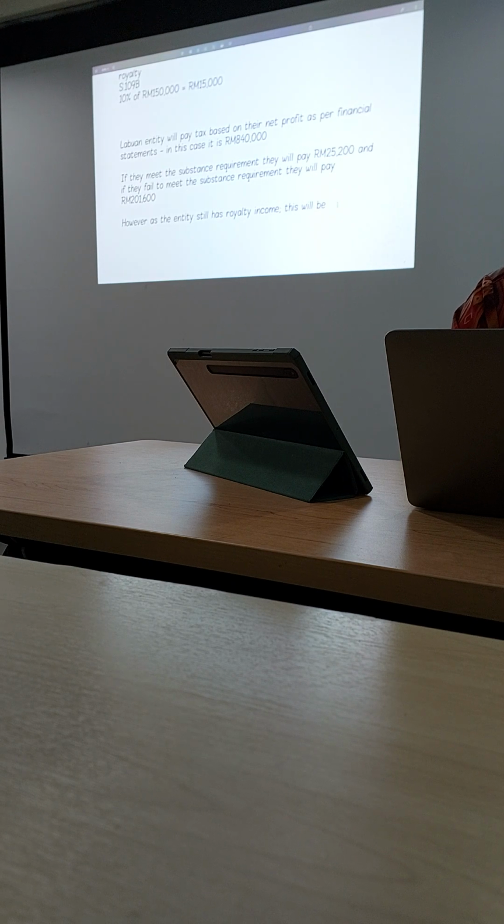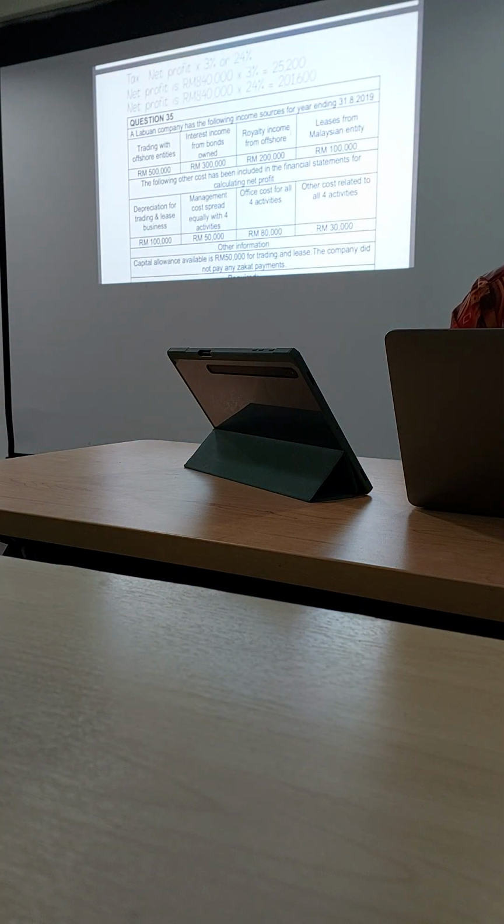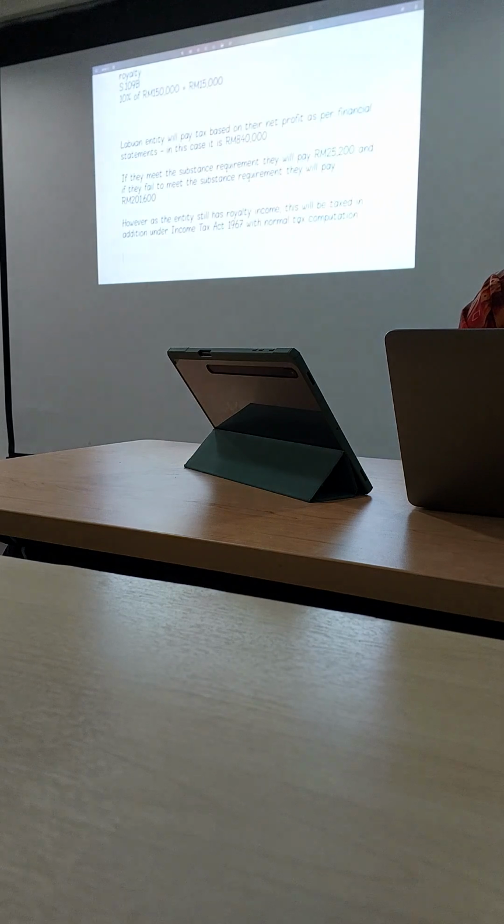Our entity still has royalty income. This will be taxed in addition under... So on top of that, you have to calculate how much is it? 200,000. Okay, then minus maybe 12,500, minus 2,000. So this is equally spread. There is a cost of some money here. You can see now 30, 80, 50. That looks like 160. Divide by 4. So that's about 40,000. So he's going to probably pay.